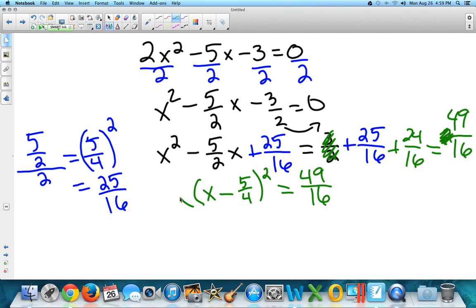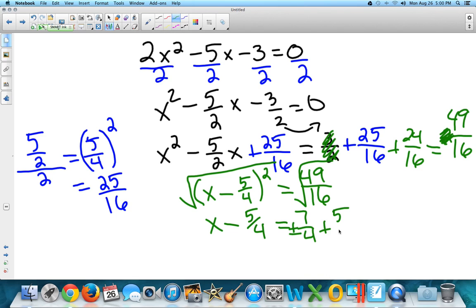Again, I take the square root of both sides. When you take the square root of a quantity squared, you just end up with the quantity. So I get x minus 5 over 4 equals, luckily these are both perfect squares, so I get 7 over 4. But just like in the last example, I need to put the plus minus. Now I'm going to pull my 5 over 4 over. So I end up with 5 over 4 here. Since I've added it to this side, I have in essence canceled it out from this side.